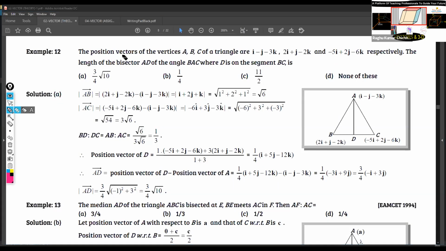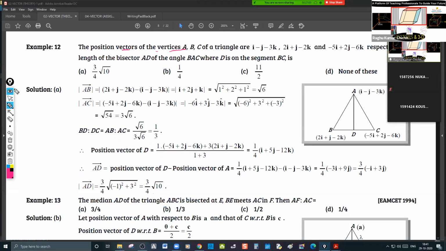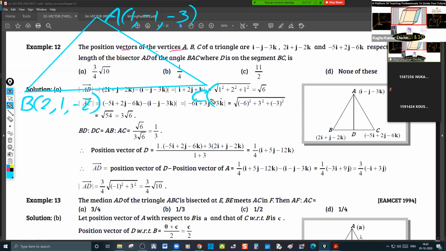The position vectors of the vertices A, B, C of a triangle. Let me draw the triangle. I have taken this one. This question model is important. This is the triangle ABC. Let me write the coordinates of A as 1, minus 1, minus 3, and B as 2, 1, minus 2, and C as minus 5, 2, minus 6.